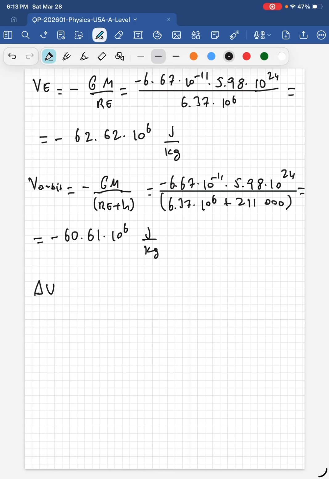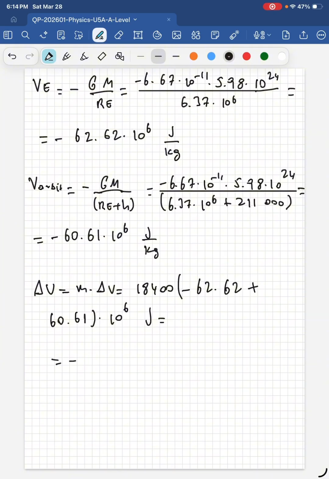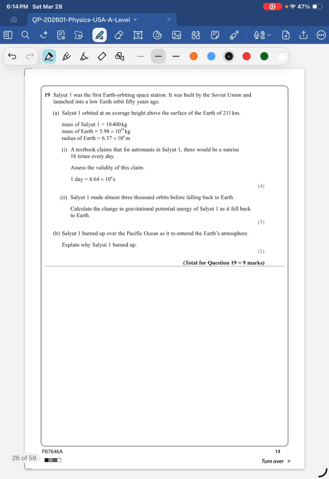The change in gravitational potential energy is m times delta V, which is equal to 18,400 times minus 62.62, which is the potential at the surface of the planet, which is the final potential, right? I mean, this is where the satellite ends up, minus of the minus, which becomes a plus 6.61, and don't forget that we have to multiply by 10 to the 6 joules. So the change in gravitational potential energy is minus 3.7 times 10 to the 10 joules. Okay, I hope this makes sense. If it doesn't, let me know in the comments and I will explain further.